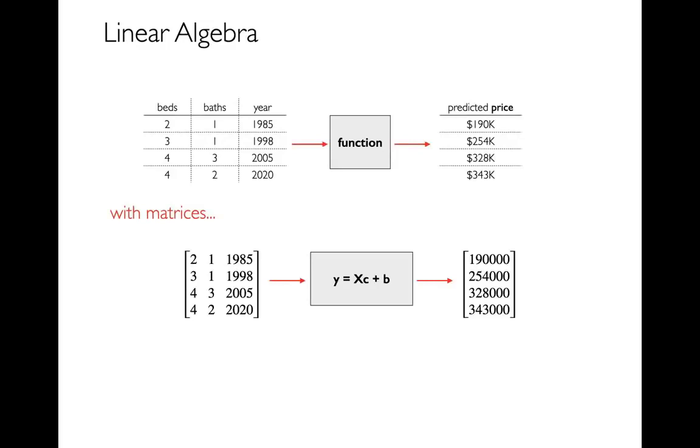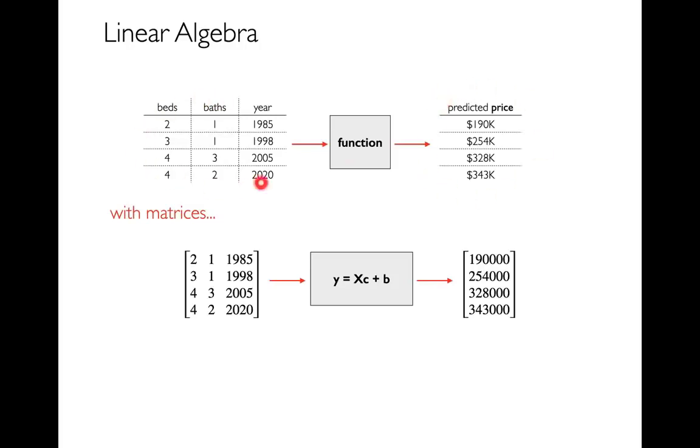I'm not assuming you have any math background besides what you might learn in high school. But let me give you an example of how math is going to come into play here for a regression problem. So we have this example again with all the houses and these characteristics, and then we have a function that predicts the price. How would we do that with matrices?